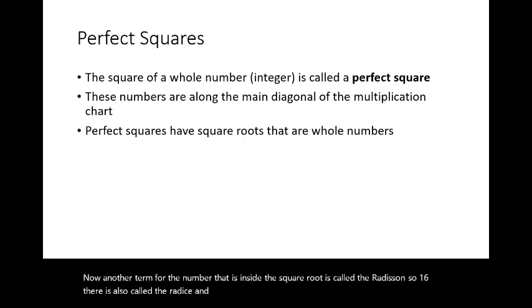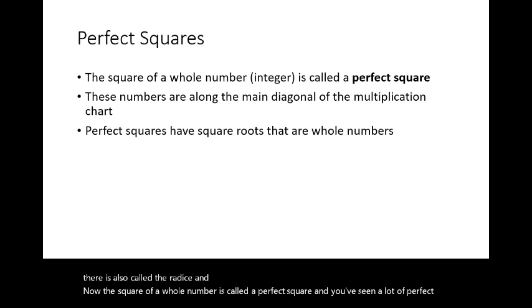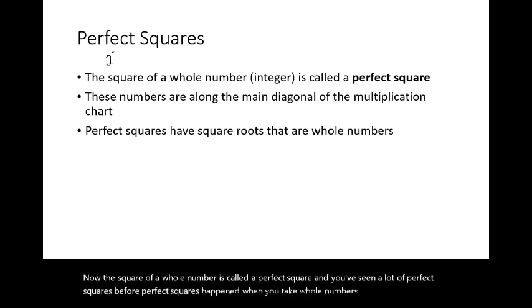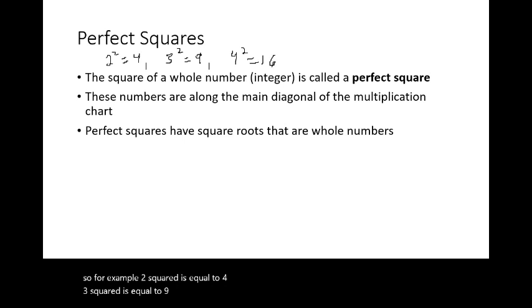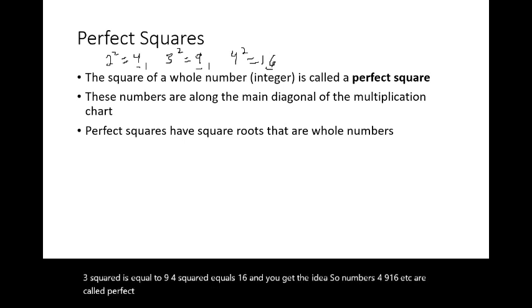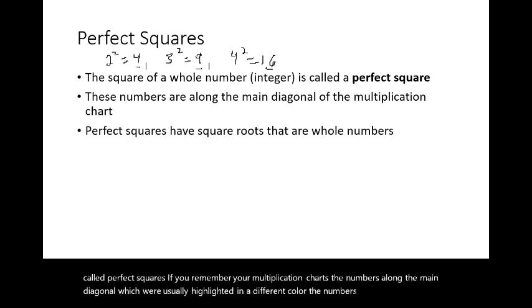Now, the square of a whole number is called a perfect square, and you've seen a lot of perfect squares before. Perfect squares happen when you take whole numbers and you square them. So, for example, 2 squared is equal to 4, 3 squared is equal to 9, 4 squared equals 16, and you get the idea. So numbers like 4, 9, 16, etc. are called perfect squares. If you remember your multiplication charts, the numbers along the main diagonal, which were usually highlighted in a different color, are the perfect squares. So perfect squares happen when you take a whole number and you square it.